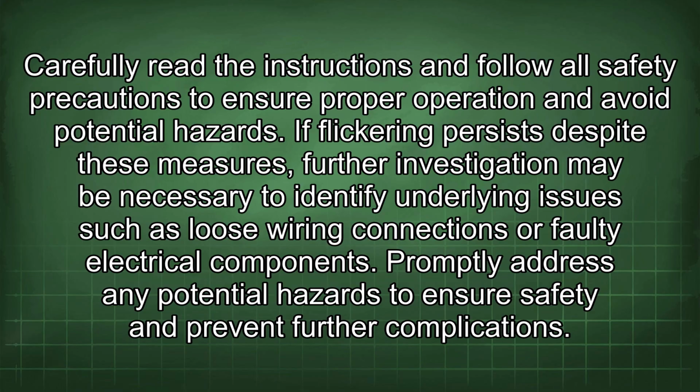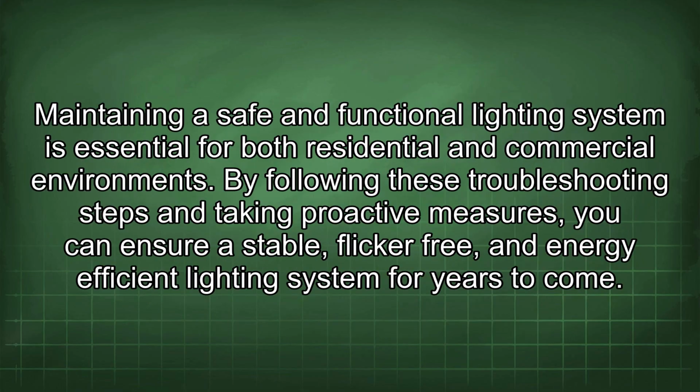If flickering persists despite these measures, further investigation may be necessary to identify underlying issues such as loose wiring connections or faulty electrical components. Promptly address any potential hazards to ensure safety and prevent further complications. Maintaining a safe and functional lighting system is essential for both residential and commercial environments. By following these troubleshooting steps and taking proactive measures, you can ensure a stable, flicker-free, and energy-efficient lighting system for years to come.